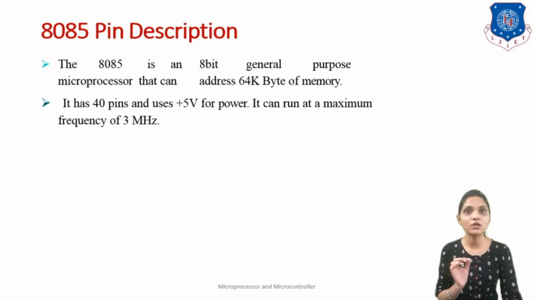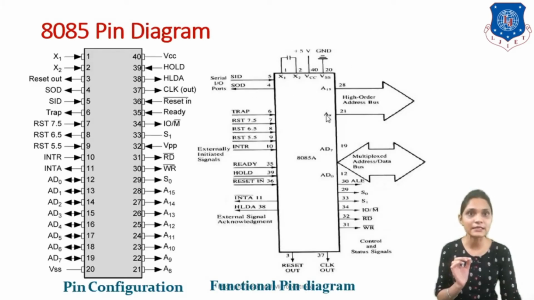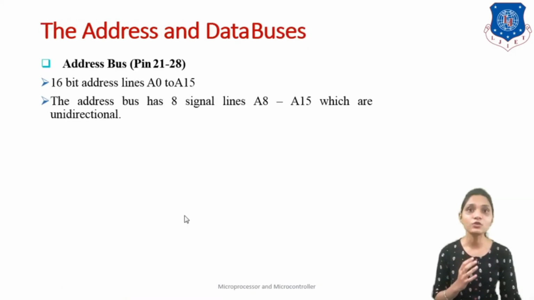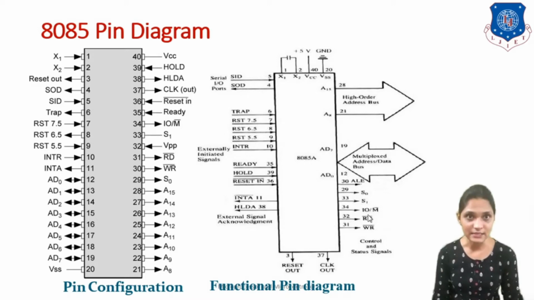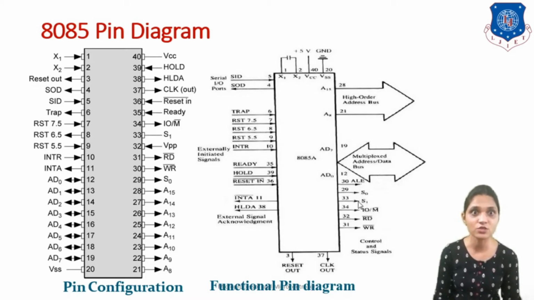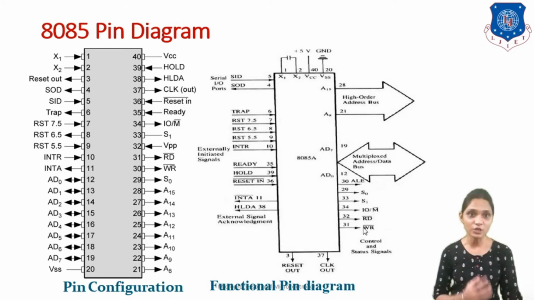If we consider this on the diagram, then it is like this. This is your higher order address bus, and this is the lower order address bus. This is AD0 to AD7, the multiplexed address and data bus, and A15 to A8, the higher order address bus, that is unidirectional. Next we will see the status signals. These are basically ALE, S0 and S1. This is your status signal. And next, IO/M bar, RD bar and WR bar. These are your control signals.